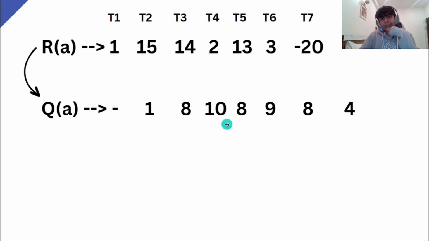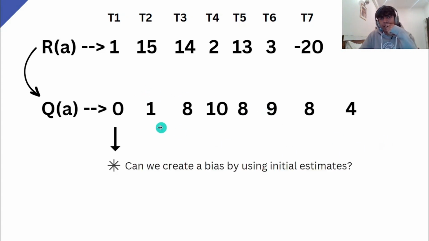But at the same time, I want you to pause the video and ask yourself a question. Can we create a bias by using higher initial estimates? In this case, we can just imagine the initial estimate to be 0. And then, can we create a bias by using higher initial estimates?